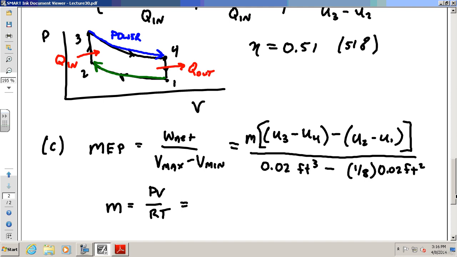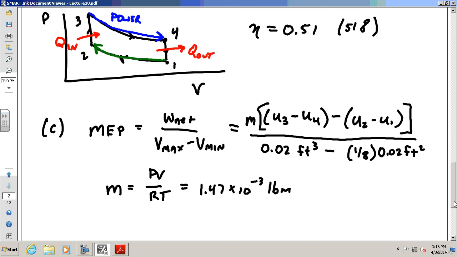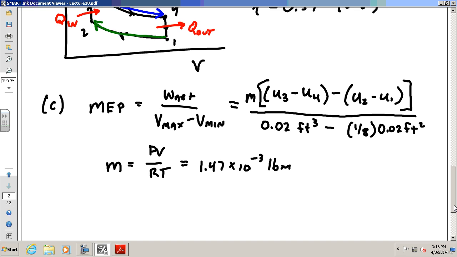You can use ideal gas to solve for it. I'm going to spare you the details. You can do this on your own if you'd like. It's 1.47 times 10 to the minus 3 pound mass. A good check for you: do this on your own. Make sure you can get that for English units. English units are a little different, so make sure you know how to do that. And if you plug this all in, it gives you an MEP of about 118 psi.